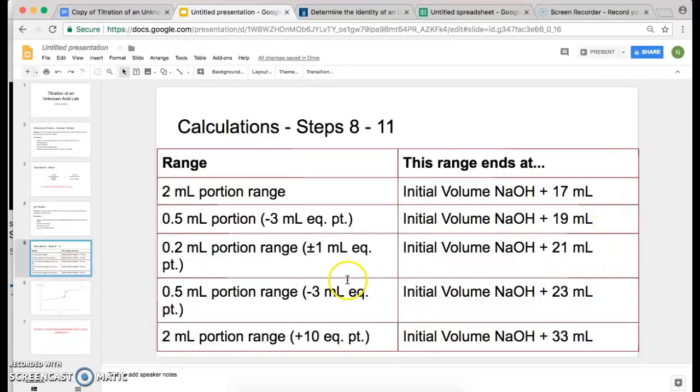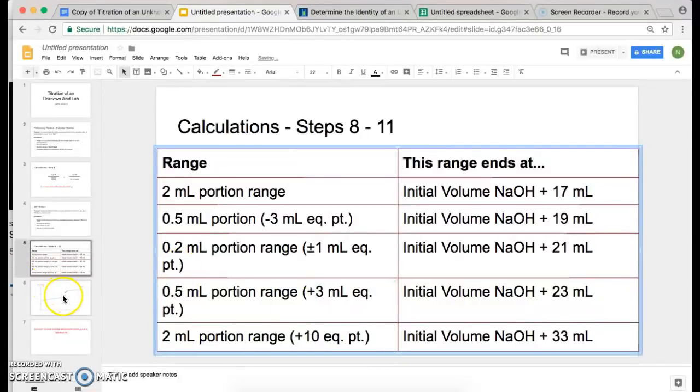Then the next range is when we're adding smaller portions, like 0.1 or 0.2 milliliters. That's going to correspond to where we are within 1 milliliter of the equivalence point. Again, the equivalence point is going to be roughly around the end point. So now we're going to add 0.2 milliliter portions, and after we do that, we're going to go back up to 0.5 for another 2 or 3 milliliters, and then we're going to go back to 2 milliliter portions for the next 10 milliliters. This should be a plus here, by the way.